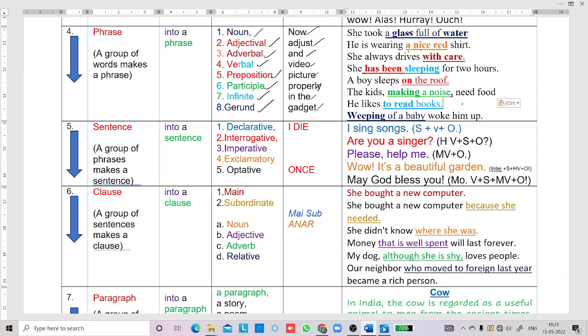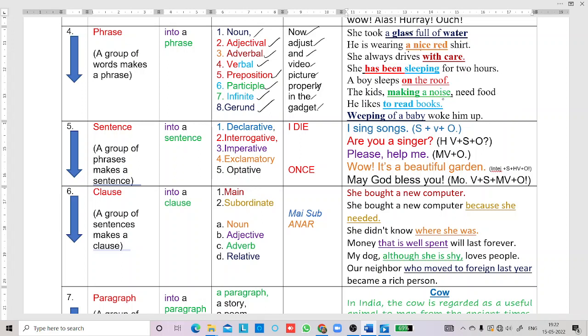So participle phrase. Now what is called a participle phrase? A verb that is ending with ing or the verb that is ending with ed are called participles. So here a verb ending with ing is playing the role of a phrase in a sentence. The kids making a noise need food. So this is called a participle phrase.